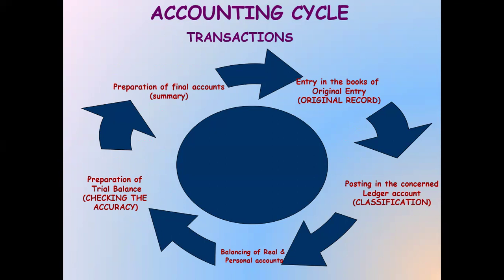So after preparing the journal, what do we prepare? We prepare the ledger. And after preparing the ledger, we find the balance of the real and personal accounts. After finding their balances, we check whether everything is arithmetically accurate or not. For checking the arithmetical accuracy, what do we prepare? We prepare the trial balance. After preparing the trial balance, when everything is okay and accurate, we prepare the final account. And this final account gives us the profit and loss of the business for the particular period or year. So this is the accounting cycle.